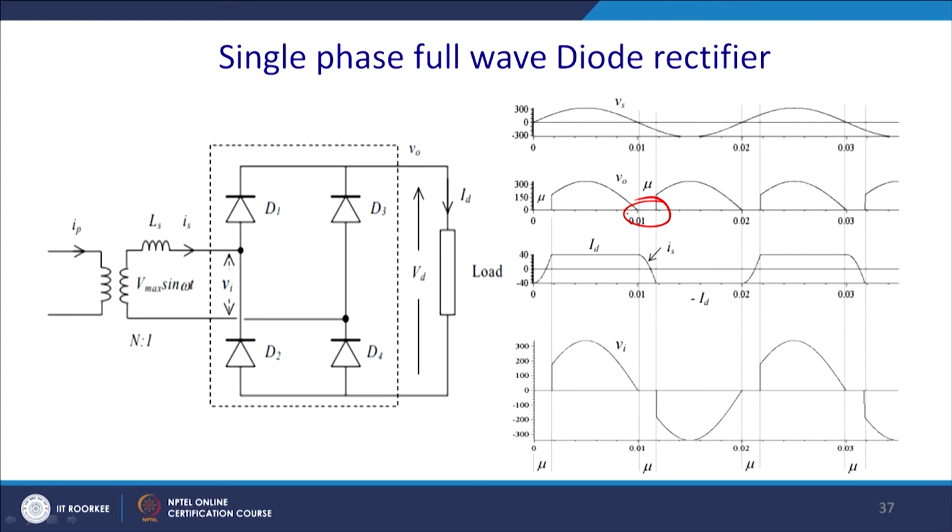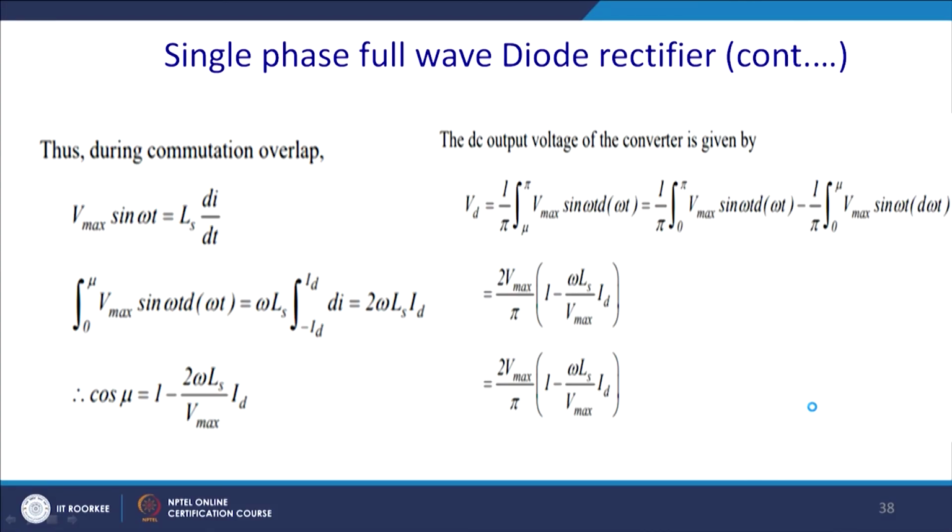There will be an overlap once the current through D1 D4 decays and the current through D2 D3 picks up. This is the current ID across the load, and this is Vi, and within this mu region nothing takes place. But this operation comes 4 times in a cycle of 2 pi, so we need to incorporate it and calculate the value. The same calculation has to be repeated.